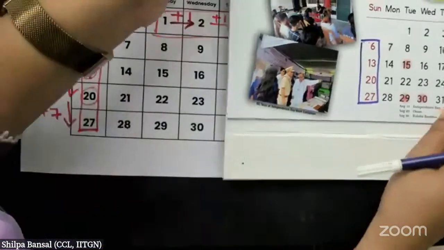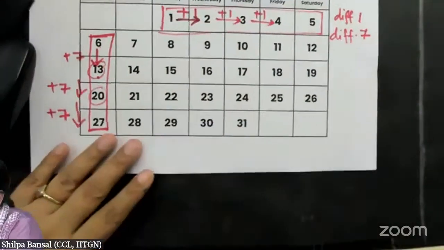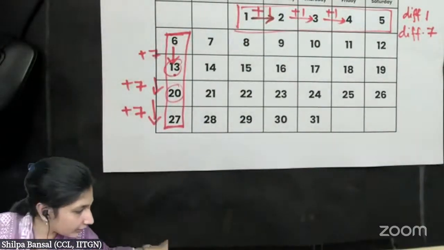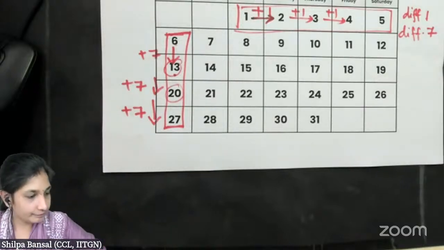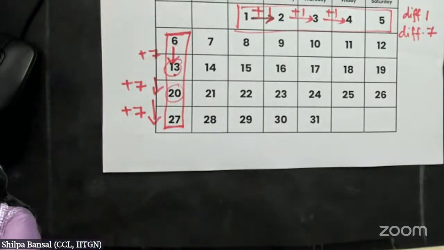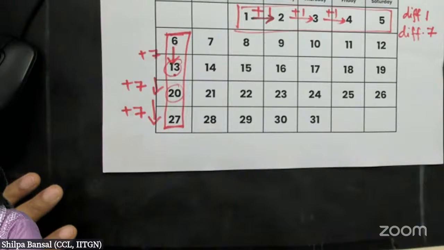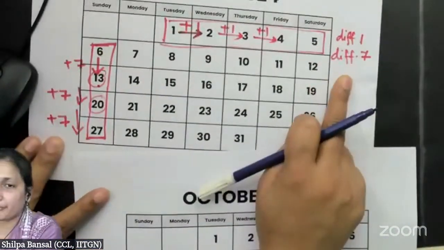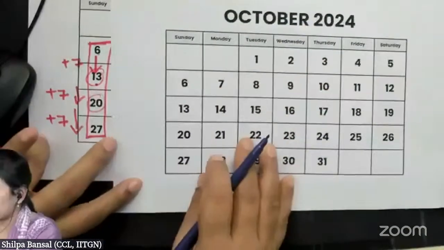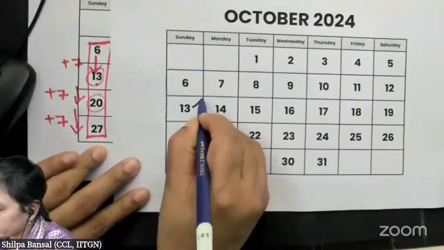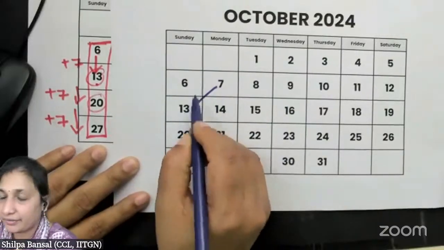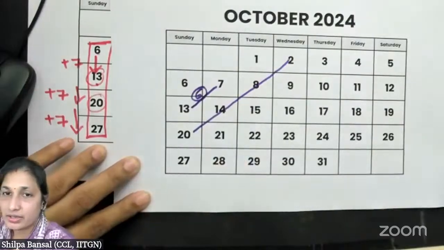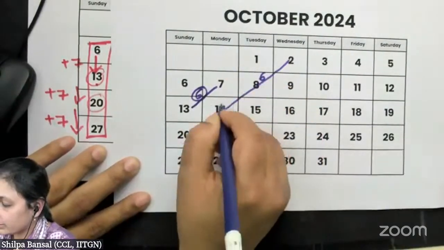Okay. So again, there is an interesting pattern, one more pattern. I will take another one. So we have a difference of 1. We have a difference of 7. What other differences do we have? If you observe the diagonals, see, 7 and 13, the difference is 6. If you observe this one, you have a difference of 6.